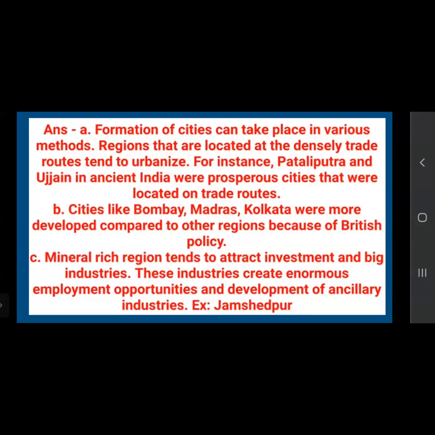Mineral-rich regions tend to attract investments and big industries. These industries create enormous employment opportunities and development of ancillary industry. Example, Jamshedpur. So where minerals are more available in that part, industrialists are interested in investment. So they go there and establish the industries. Because of industries, employment opportunities are created. So the example they have given is Jamshedpur.